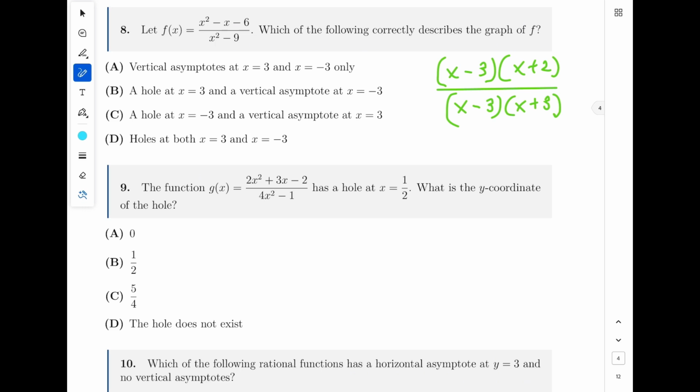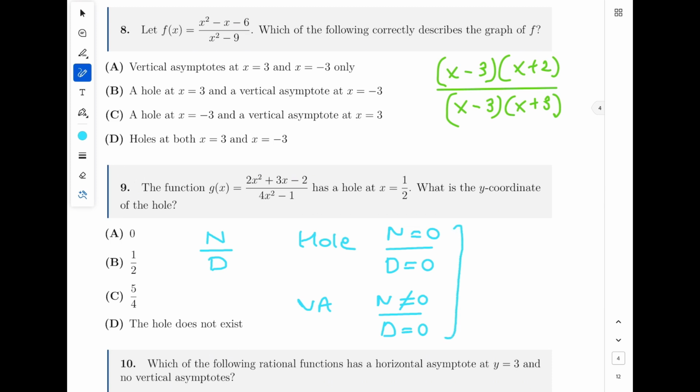Now this isn't exactly a very important question, but it is a very important concept that will be tested on your multiple choice. You need to know the distinction between a vertical asymptote and a hole. If I call my numerator n and denominator d, then I have a hole when both the numerator is equal to 0 and the denominator is equal to 0. That is when we have a hole. We have a vertical asymptote when the numerator is not equal to 0 but the denominator is equal to 0. This is a distinction you must be clear about.